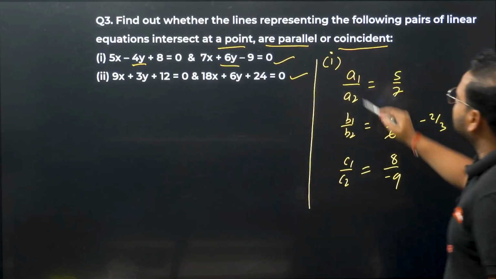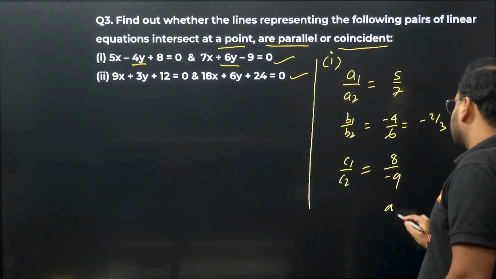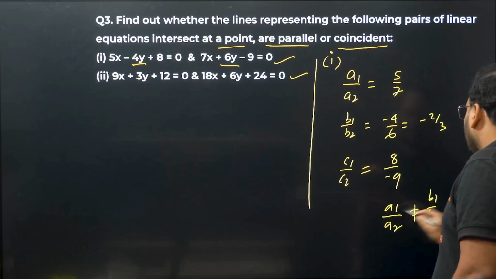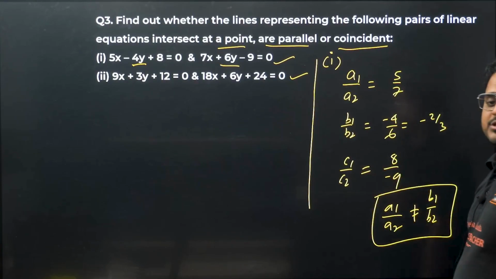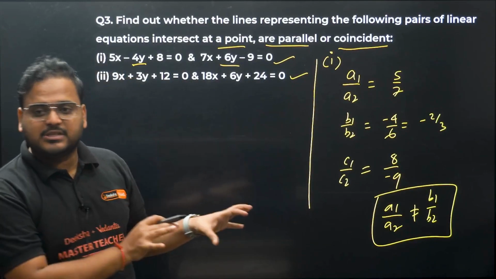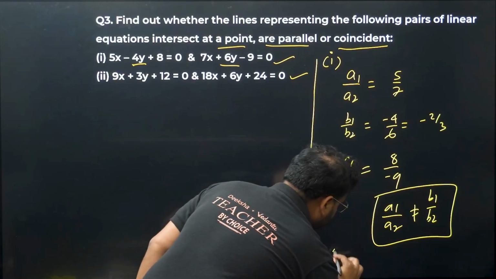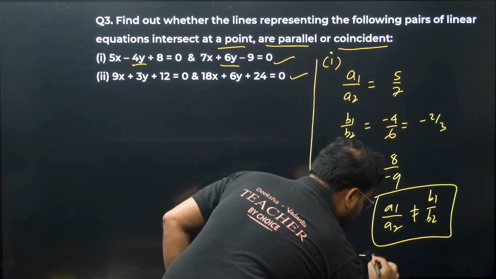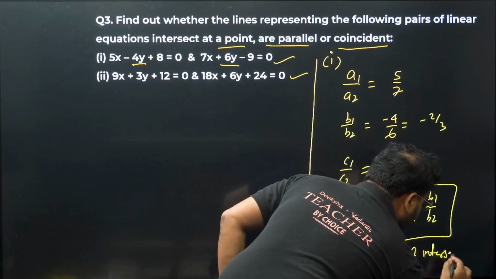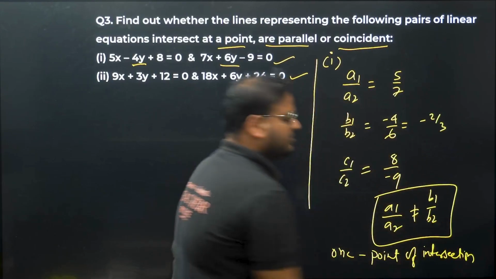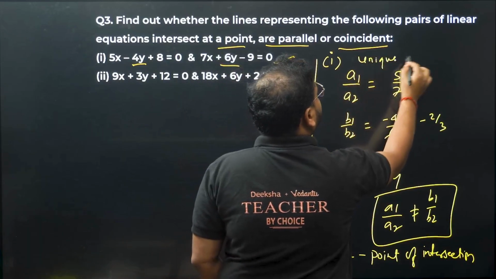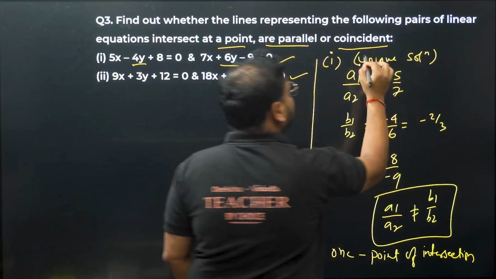Okay. Check carefully. Are they equal? No. I'm getting this condition straight away. A1 by A2 is not equal to B1 by B2. When you are getting this, do not worry about C1 by C2. Whenever you're getting this, that A1 by A2 is not equal to B1 by B2, do not worry about C1 by C2. Simply the answer is one intersection, one point of intersection. Point of intersection means unique solution. You're getting this as unique solution.